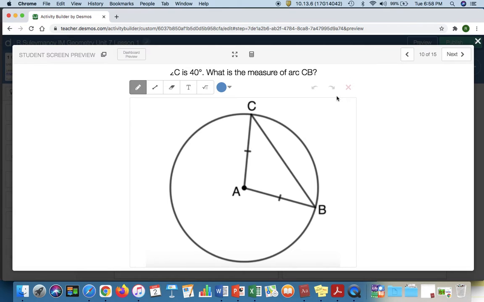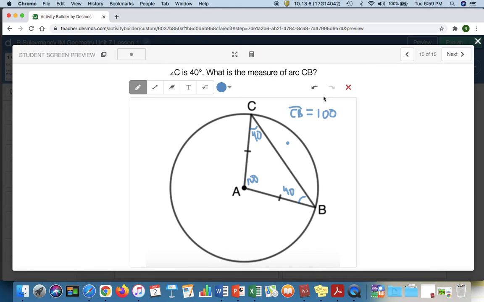Our next question starts bringing in this idea of isosceles triangles being created by congruent radii and how to use them to solve. And again, I use the sketch feature here on Desmos. So if I'm a student, I could sketch angle C, right? I could write angle C is 40. If I know this is an isosceles triangle, angle B is 40, which would make angle A 100. And since this is a central angle, I could make arc CB equal 100.